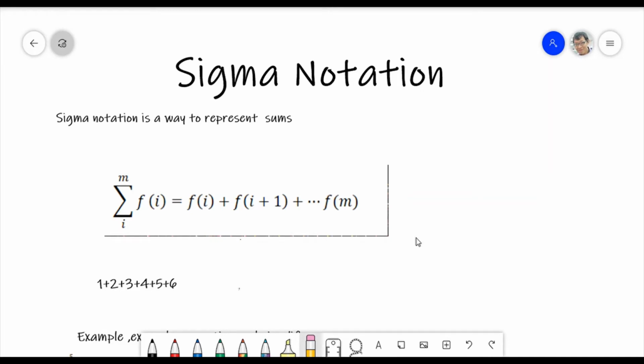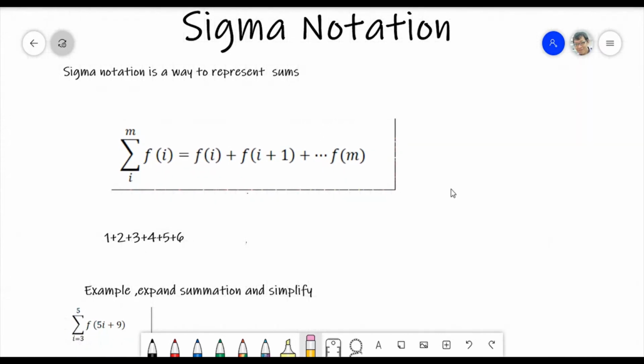Hello everyone, and this time we introduce a new concept, which is sigma notation. Sigma notation is exactly an expression of the series that we learned last time. A series is a summation of all elements in a sequence, right? So now we can see this is the formula.